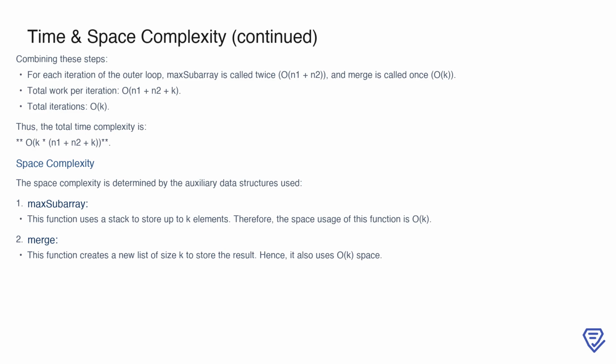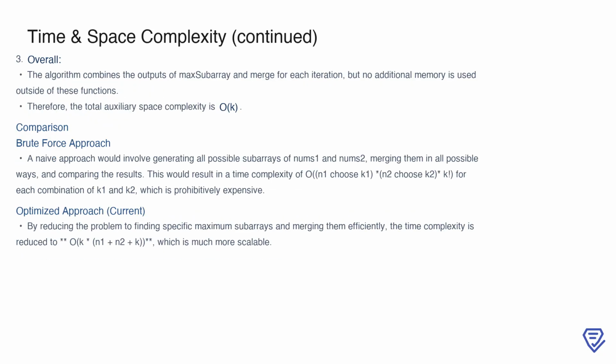Shifting our focus to space complexity, this is determined by the auxiliary data structures used in the algorithm. The max subarray function utilizes a stack to store up to k elements, so its space complexity is O(k). Similarly, the merge function creates a new list of size k to store the results, also requiring O(k) space. Looking at the overall space complexity, the algorithm combines the outputs of max subarray and merge for each iteration of the outer loop but does not use any additional memory outside of these functions. As such, the total auxiliary space complexity remains O(k).